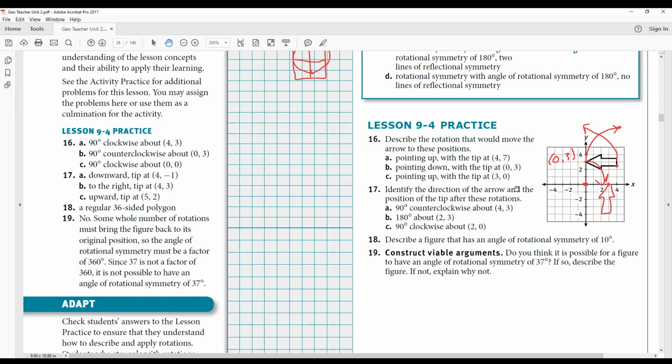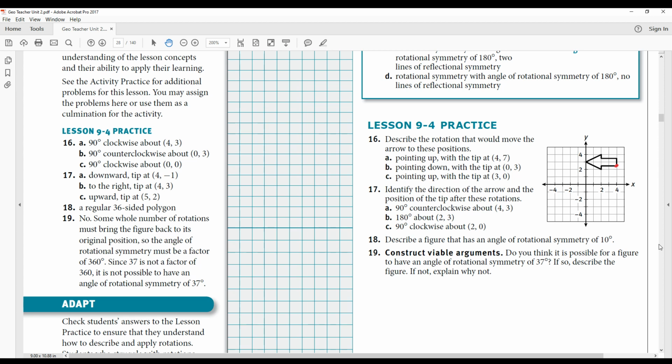Identify the direction of the arrow and the position of the tip. So they've changed what they're asking. Let me see if I can erase this. They want us to rotate it 90 degrees counterclockwise about the point (4, 3). So if we take this, this would be a perfect patty paper problem.